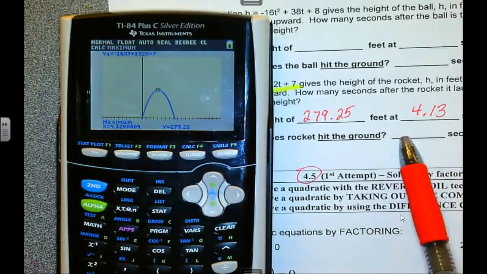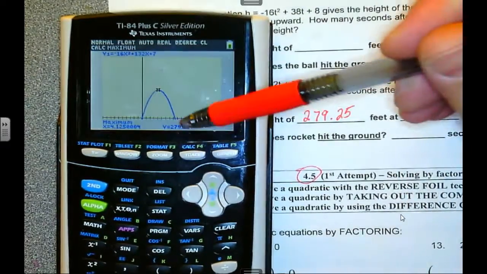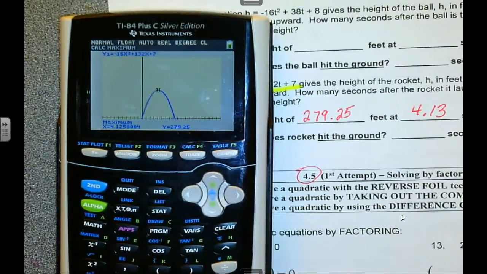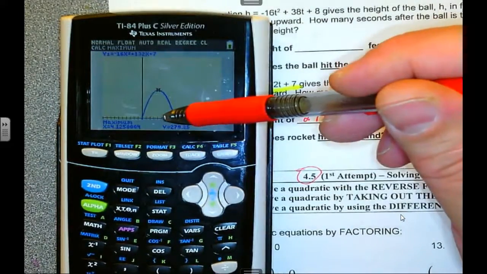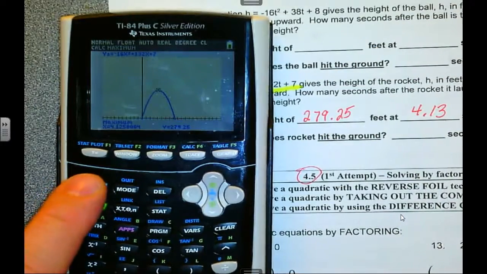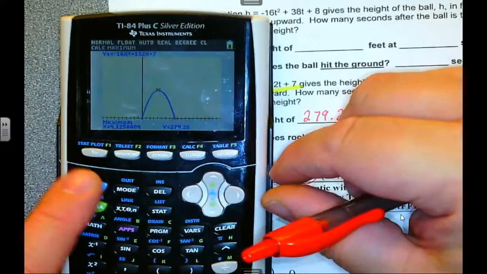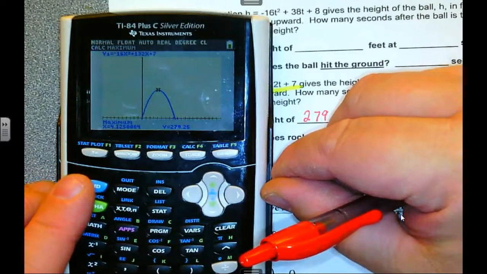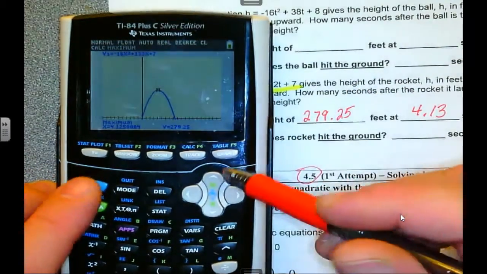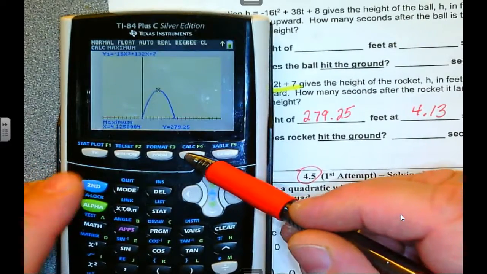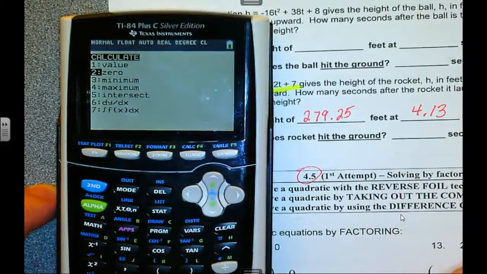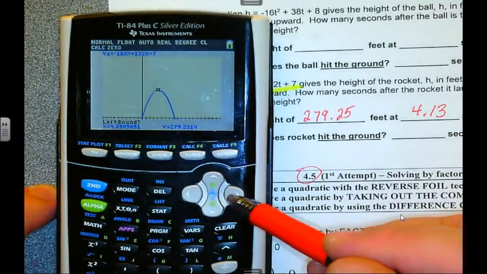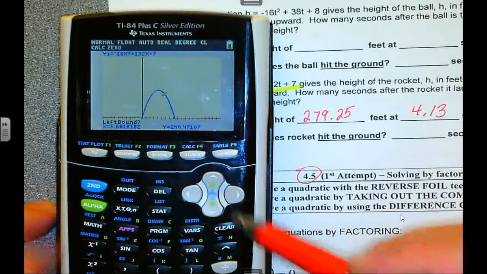Now, I want to find out when it hits the ground. So that x-axis is where it hits the ground. By the way, what's that called when it hits the ground, that point where it hits the ground? Not minimum. It's when the y equals 0, so it's one of our zeros of the solution. So it's a 0. So I'm going to go back to calculate and pick up the 0. Hit enter, and we're going to have to do left bound, right bound again.